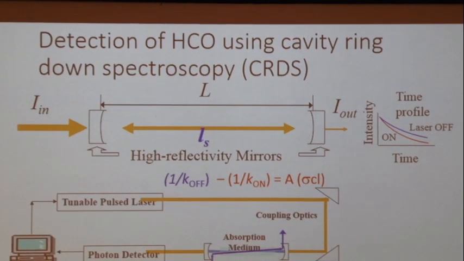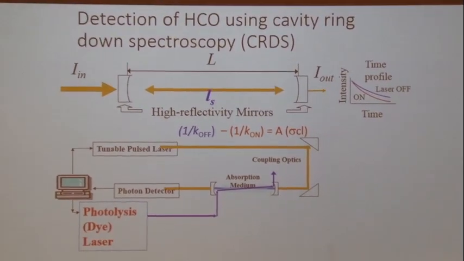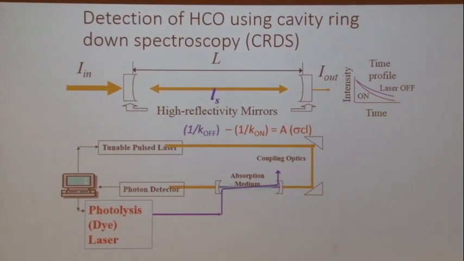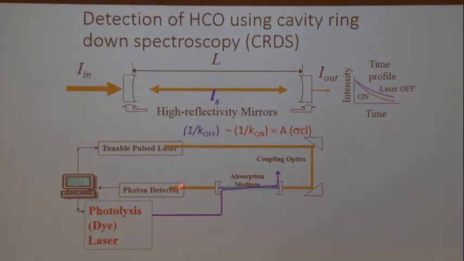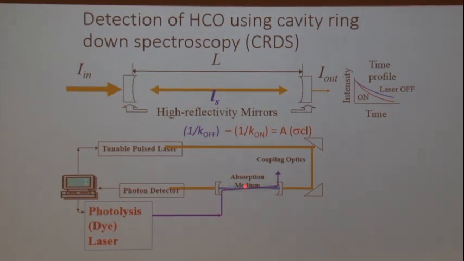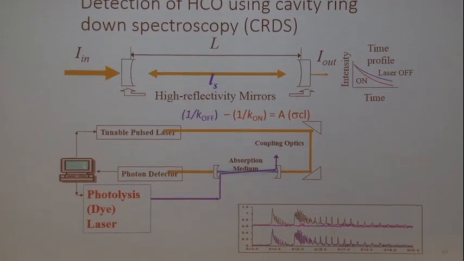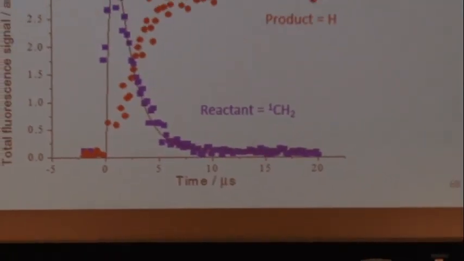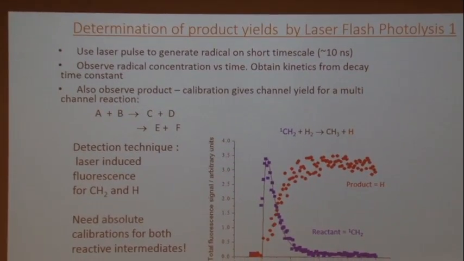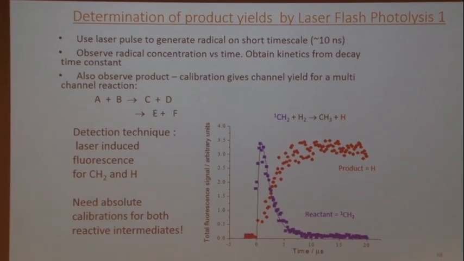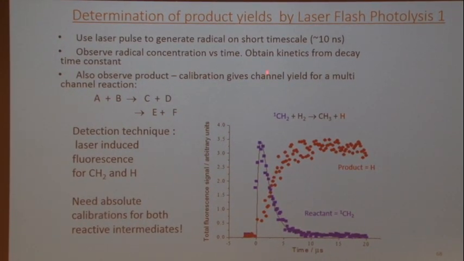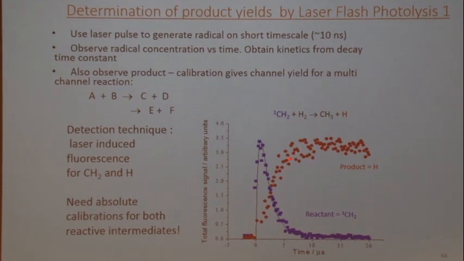So this is what the system really looked like. We have a photolysis laser to make the radicals, and a detection laser to come through, and then you very carefully would measure the photons coming through to figure it out. And this is the absorption spectrum of the HCO radicals. And so they measure the rates. This is another one. They measured the product yields by laser flash photolysis.